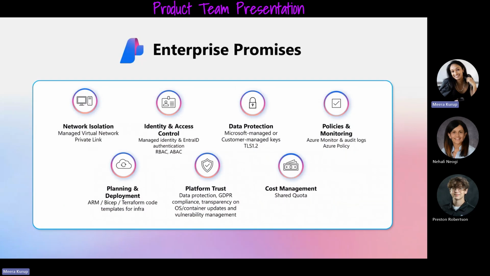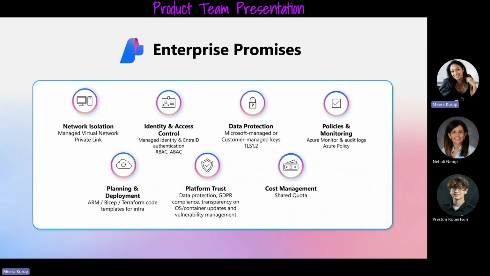What does it take for a product to be enterprise ready? Well, we think of enterprise readiness in these buckets that we have here. In particular, today we'll be looking at network isolation with managed virtual network and private link. But in addition, for enterprise promises for Azure AI Studio, we also have identity and access control, data protection, policies and monitoring enabled, planning and deployment, platform trust, and cost management.